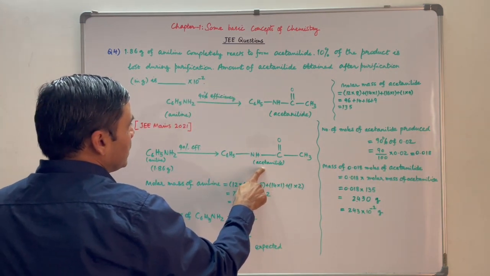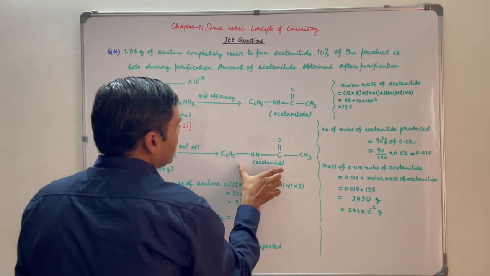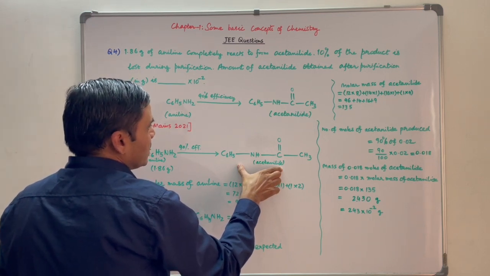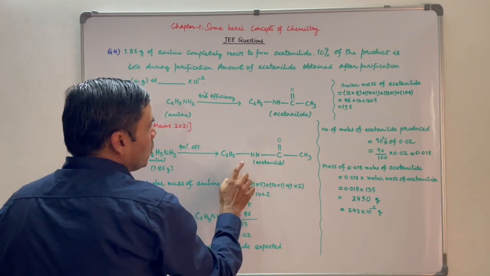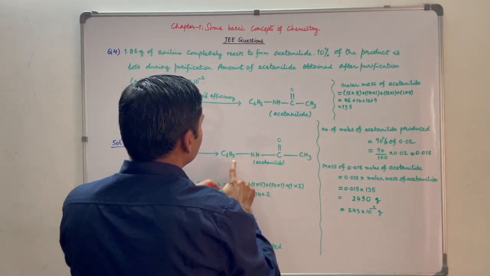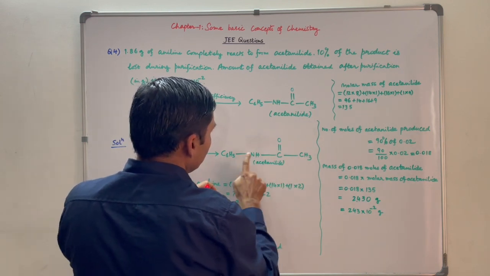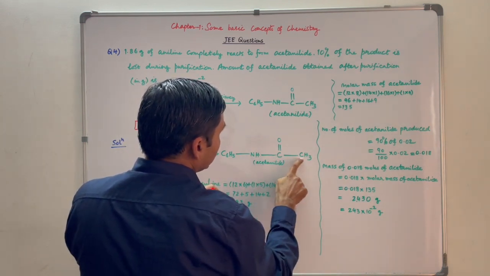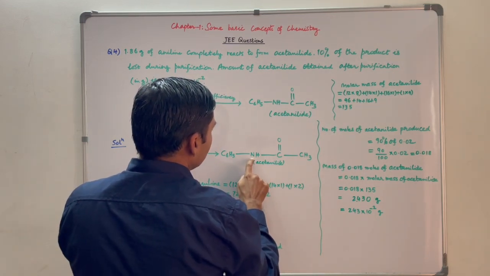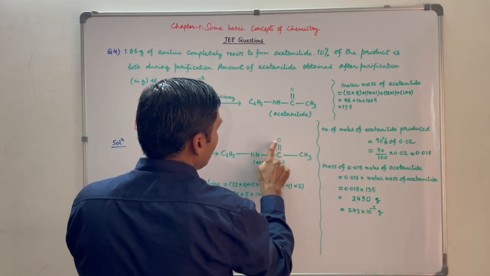So if we multiply this number with the molar mass of acetanilide, we will find the exact amount of acetanilide produced. So the molar mass of acetanilide we can calculate as: number of carbon atoms in this structure is 6 plus 1, 7, plus 1, 8. So 12 into 8 plus number of nitrogen atoms, 1. So 14 into 1 plus number of oxygen atoms, 1.